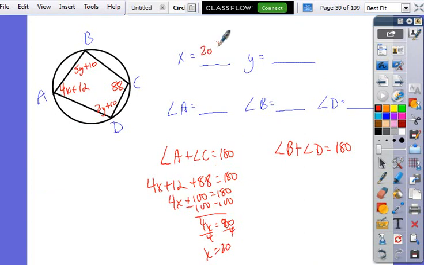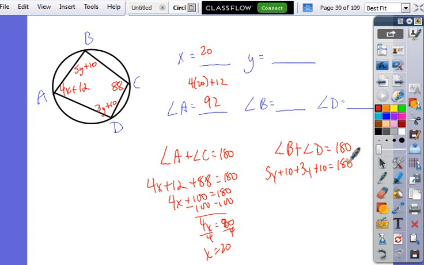Yes, sir. 12 plus 88, right here. I thought it was 8. All right, so then I would do x is 20, so I do 4 times 20 plus 12 and get A being 92. Go to B and D, that's 5y plus 10 plus 3y plus 10 equals 180.